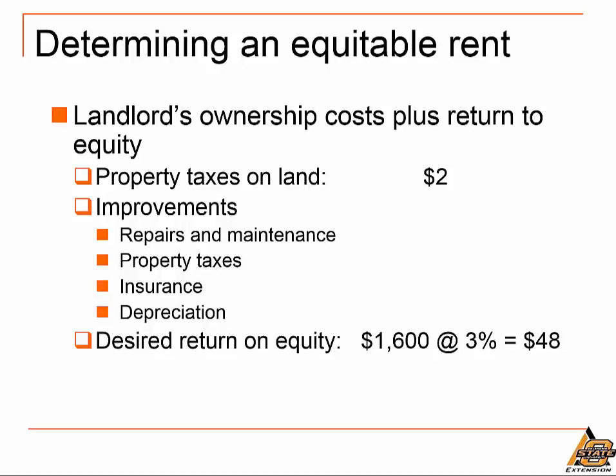In this case, we've used 3% and the average value for cropland of $1,600, which yields a $48 return on equity. Adding a couple of dollars for property taxes would suggest a $50 per acre rent. Note we used ag valuation for the land, not its potential for development or other uses.